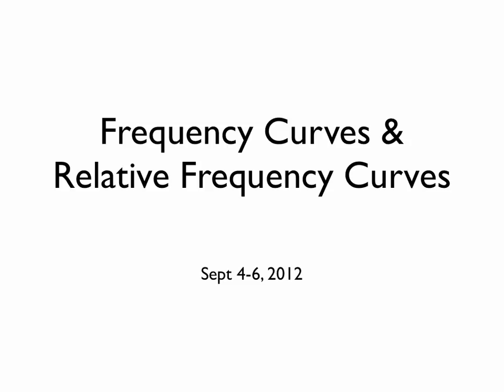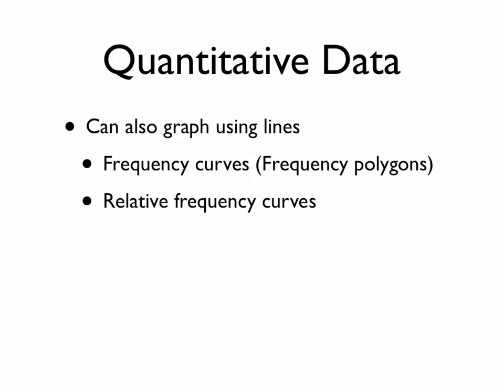Okay, so now we're going to move on to frequency curves and relative frequency curves. So we're going to be doing this only with quantitative data, but not qualitative data, because with quantitative data we can also graph using lines rather than bars. And the types of line graphs that we can be using, or at least two kinds, are frequency curves, also sometimes called frequency polygons, and relative frequency curves.